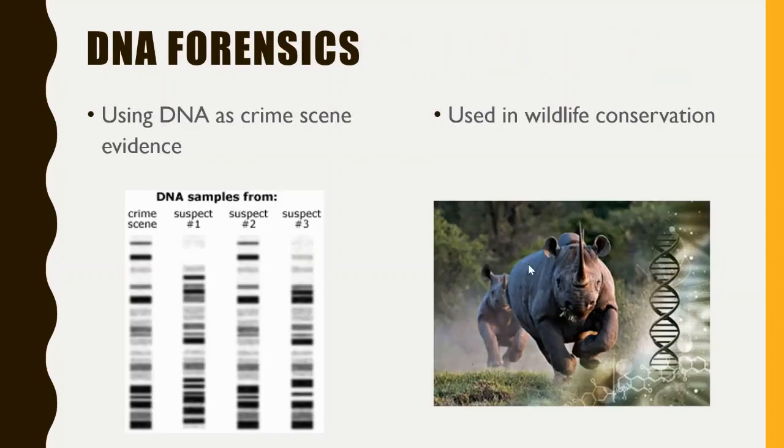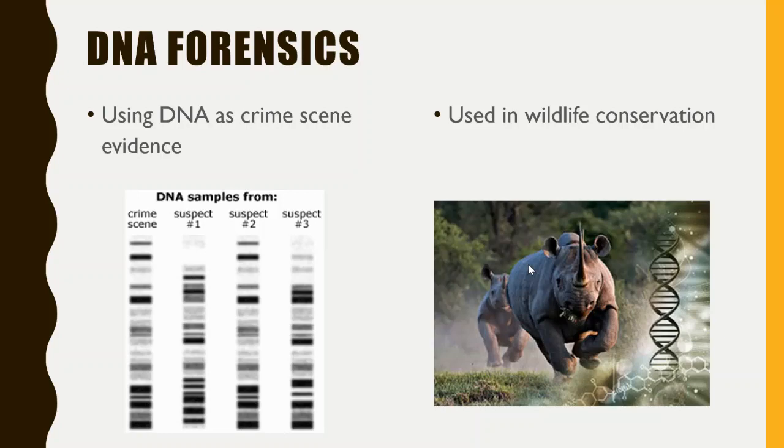So there's a lot of really interesting things that you can look into when it comes to genetic privacy and ownership. The last thing I wanted to mention is DNA forensics. The first thing you think of is using DNA as crime scene evidence. That's the most obvious. So you could look into DNA forensics and how it's used and how accurate it is as evidence.